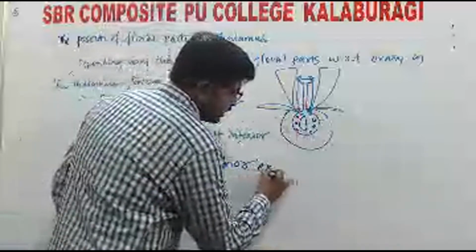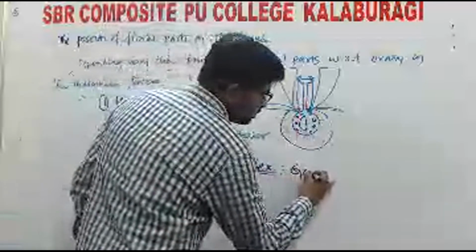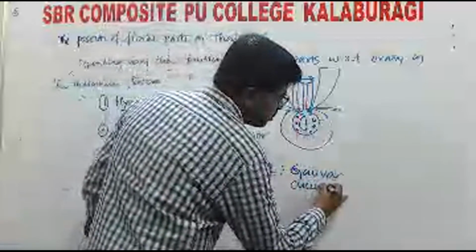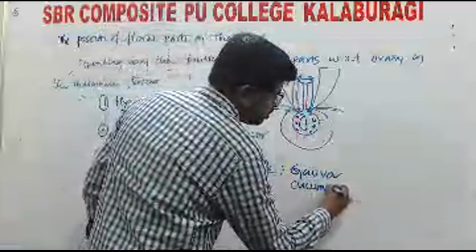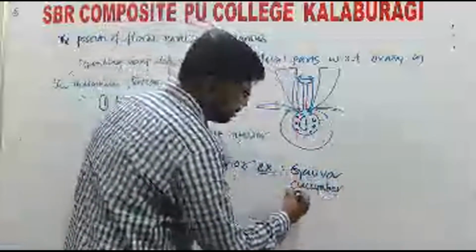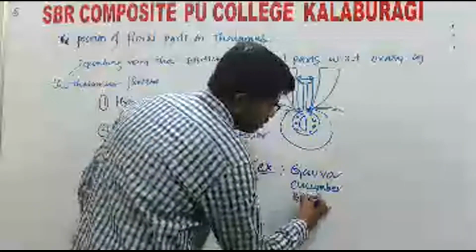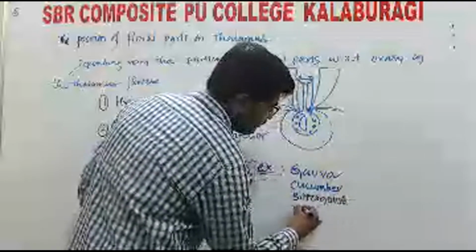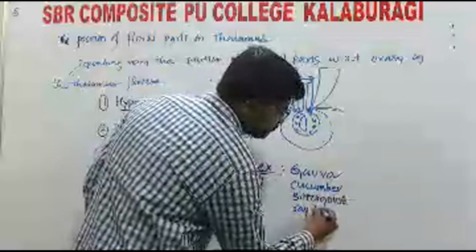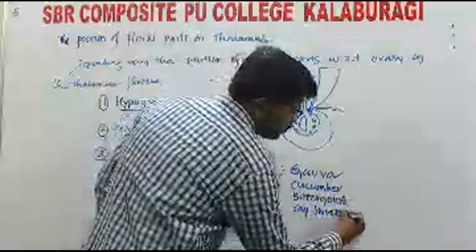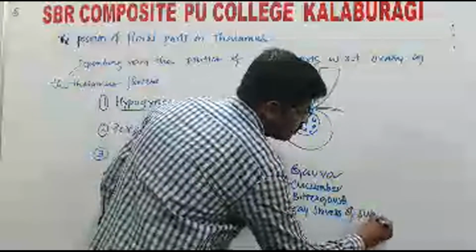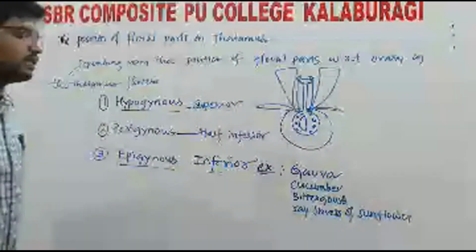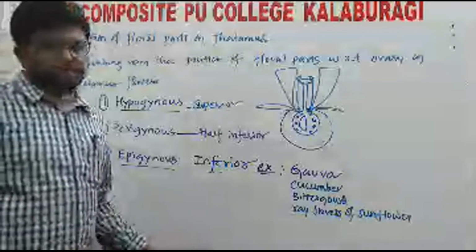Examples for this are guava, cucumber, bitter gourd, and ray florets of sunflower. Ray florets of sunflower. So these are the examples.